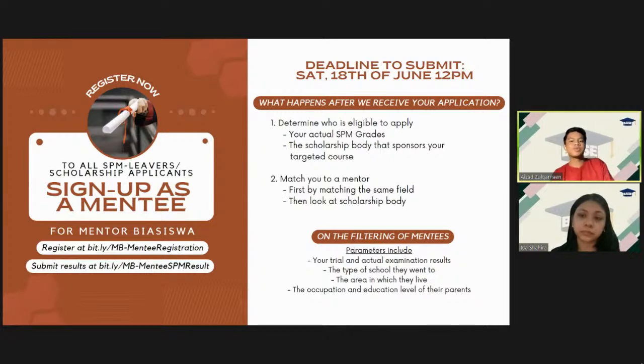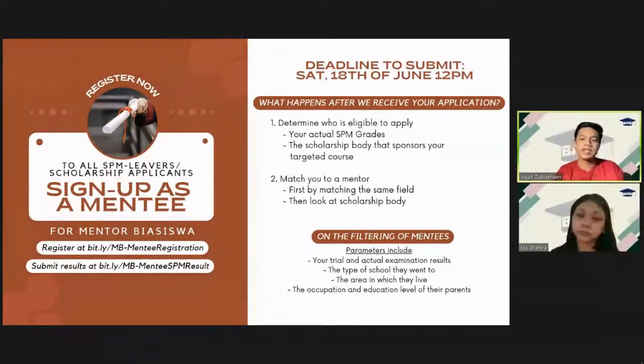And so what happens when we receive your application? First, we'll determine who is eligible to apply by considering your SPM grades and targeted courses. But further filtering of mentees will also be conducted. We have the details down there. Things we will be considering are SPM trials and actual SPM results.